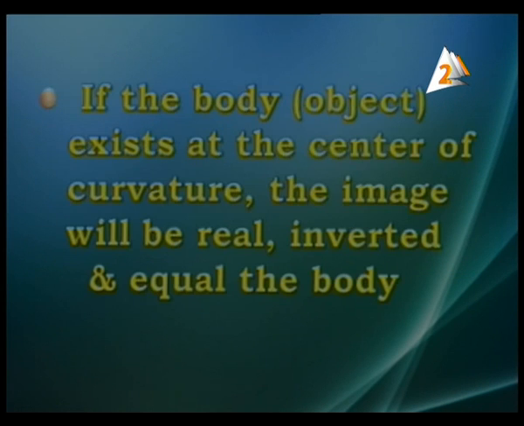The other part here, if the body or object exists at the center of curvature. It's very important to know this. The body at the center of curvature, so the image will be what? Will be real, inverted, and equal to the body. Let's go to see the drawing or the figure of this question. How can I do that? It means you put the object at C, at the center of curvature.